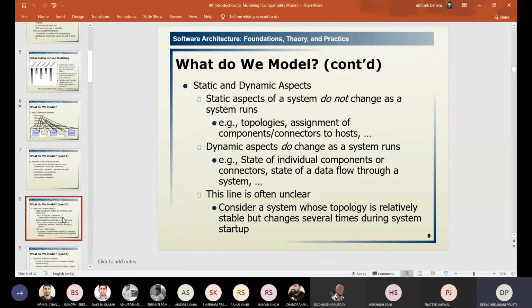Then the static and dynamic aspects. The static and dynamic aspects.